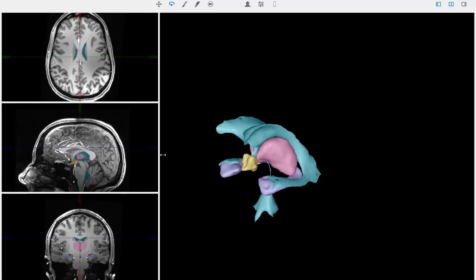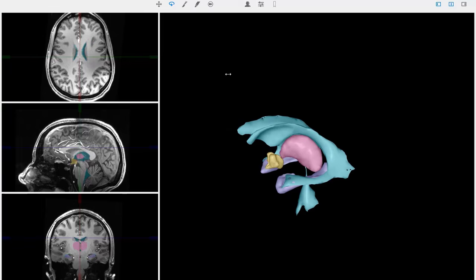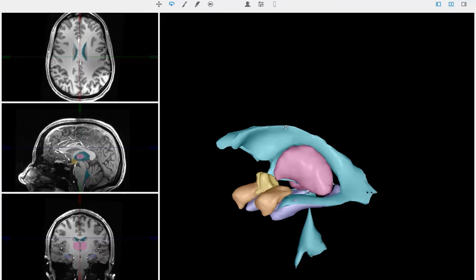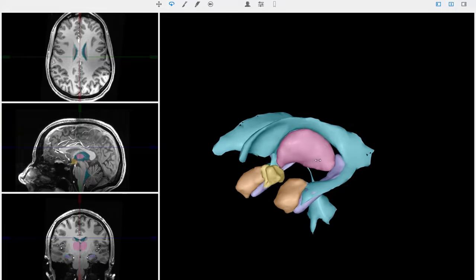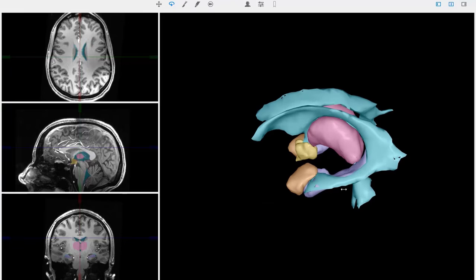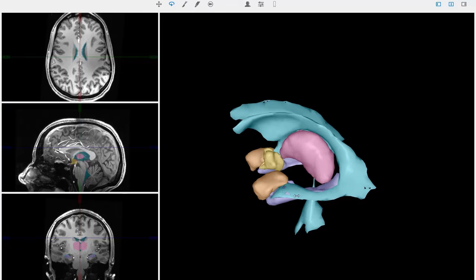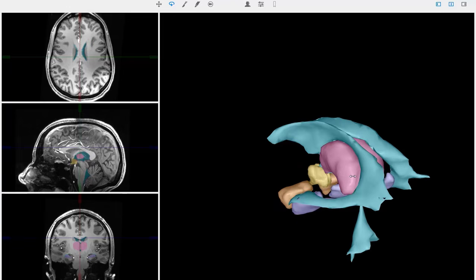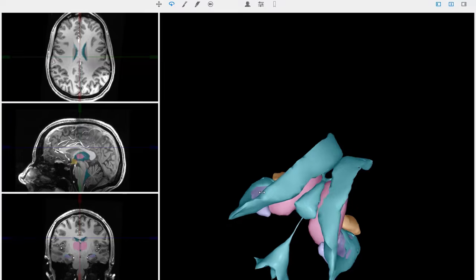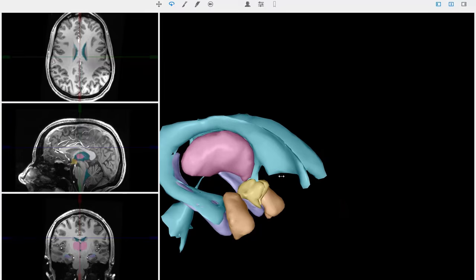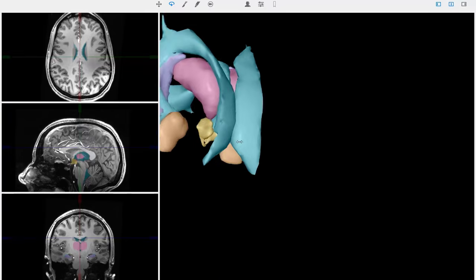Now, and then the other structure I wanted to point out is the amygdala. Both the amygdala and the hippocampus are in the temporal lobe, and they're both important parts of the limbic system. As I said before, the hippocampus is an important component of formation of memories, and the amygdala is important for encoding emotions, particularly the emotion of fear.